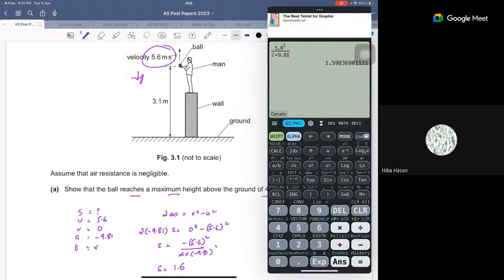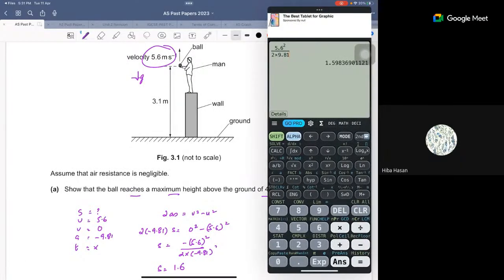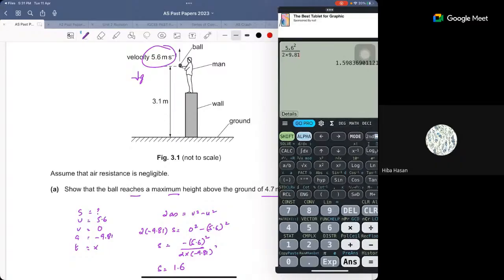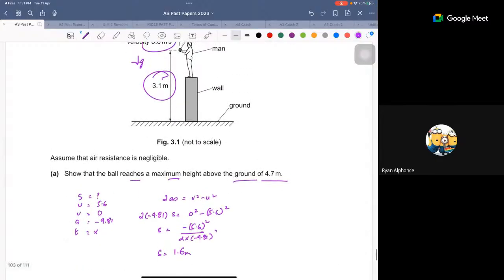1.6. It said 4.7. That's not fair. Okay, I'm getting a maximum height of 1.6. So how do we get 4.7? That's not fair. We would add 1.6 plus 3.1, maybe. Oh, yes, yes, yes. It said height above the ground. Very clever, huh? Okay, okay, okay. So I'm going to add 1.6 and 3.1, so I'm going to get 4.7.